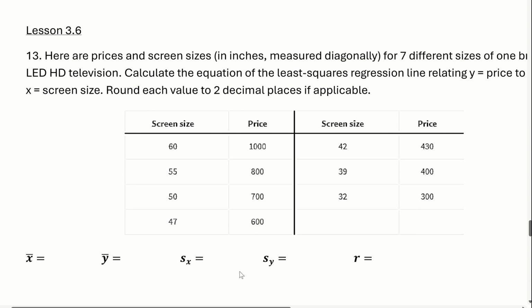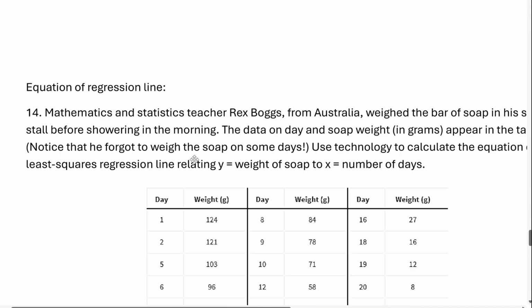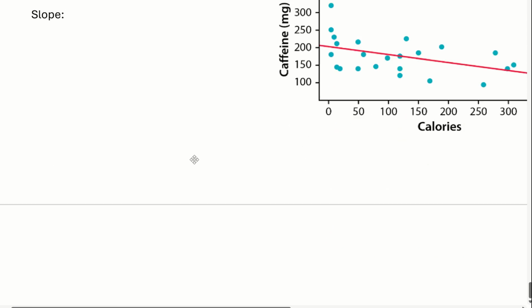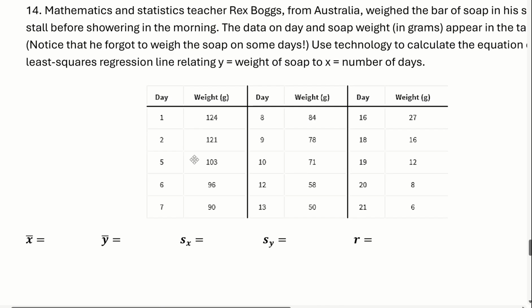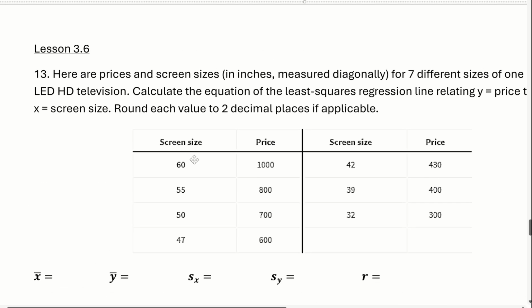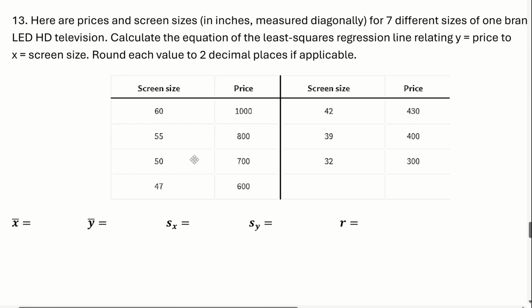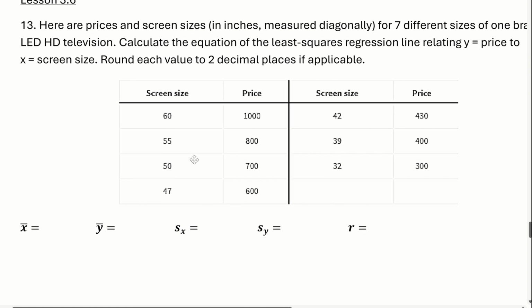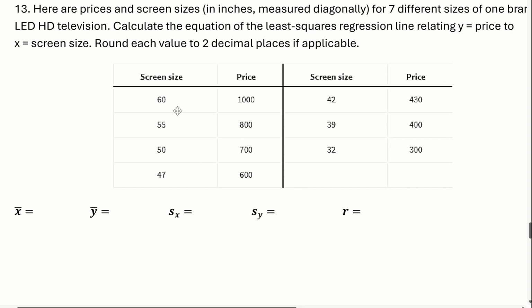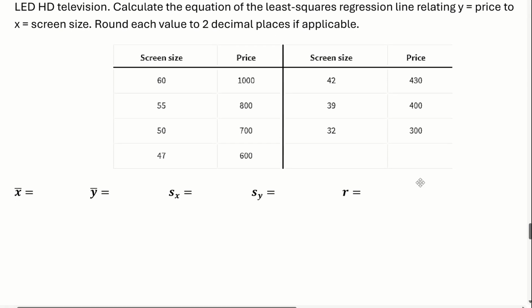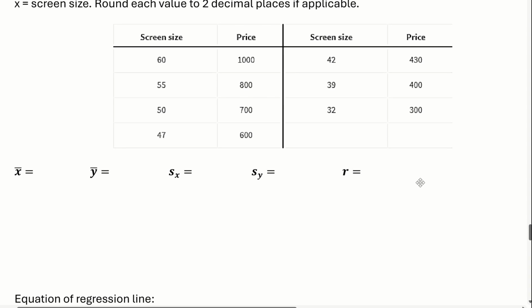All right, so let's go ahead and wrap this up here. So we got 13.6. We got a couple of questions for that, and a couple of questions for these, and then we'll wrap it up. All right, so lesson 3.6. Here are prices and screen sizes in inches for 7 different sizes of one brand of LED HD television. Calculate the equation of the least squares regression line. Round each value to 2 decimal places.